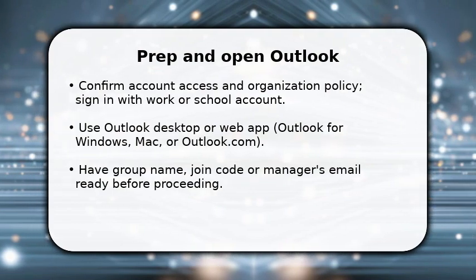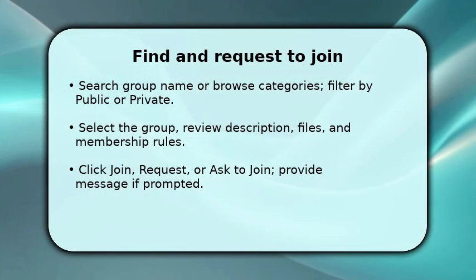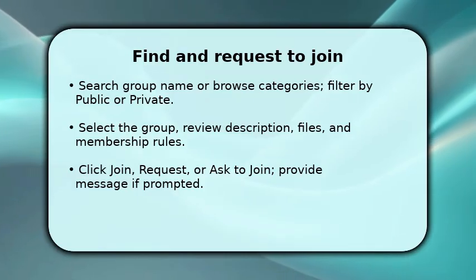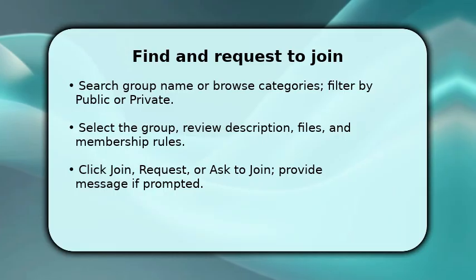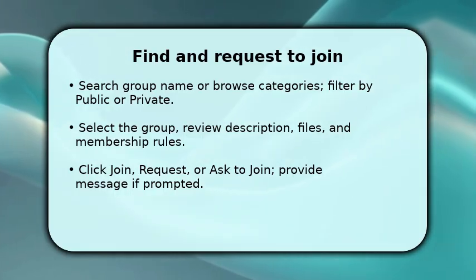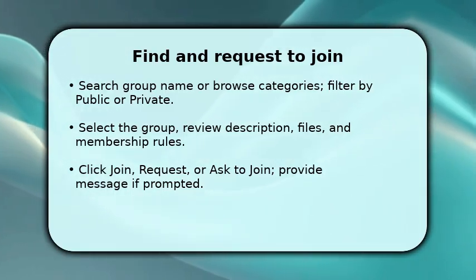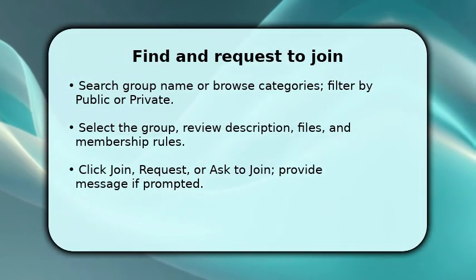You locate the group by typing its name into the group search or by filtering to public or private listings. This helps you avoid similarly named groups. Once you select the group, read the description and membership rules to understand expectations and data access. This explains why some groups are private.